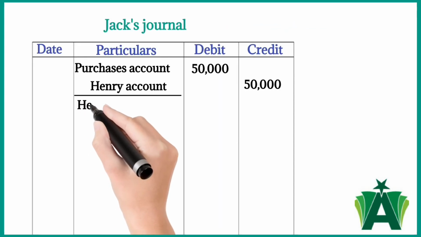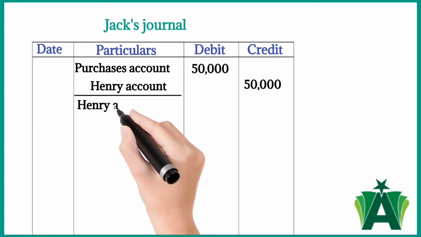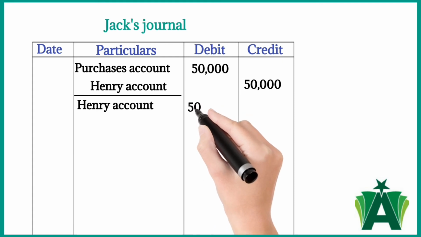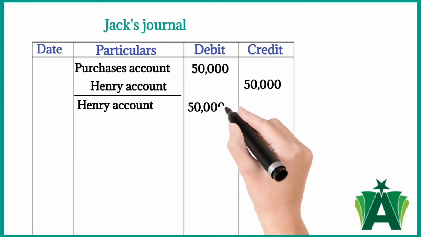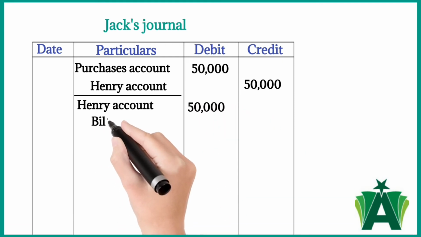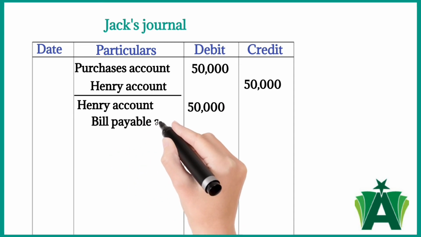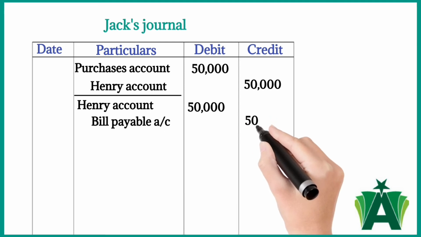Acceptance given by Jack. Henry account debit with the amount of $50,000, because creditor decreased in business. And bill payable account credit with the amount of $50,000, because bill payable account nature is a liability. When liability increase in business, account is to be credited.